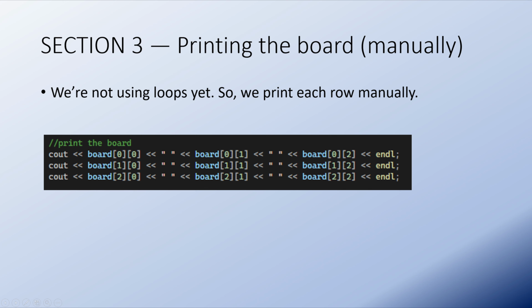In programming, counting always starts at 0, so when you look at the first row of code, board[0][0] refers to row 0 column 0, which holds our first cell. Right next to it, board[0][1] is row 0 column 1, and board[0][2] is row 0 column 2. We separate these cells with a space in double quotes so they don't bunch up, and we end the line with endl to move down to the next row. We repeat this exact same process for the second row using index 1 and the third row using index 2.